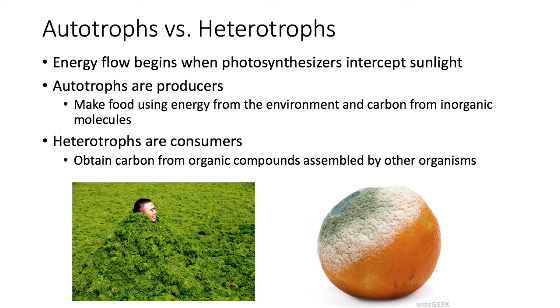Heterotrophs, on the other hand, are consumers, and they need to consume other organisms to get food, and they need to get organic compounds from other organisms. And they do that by eating or by decomposing something.